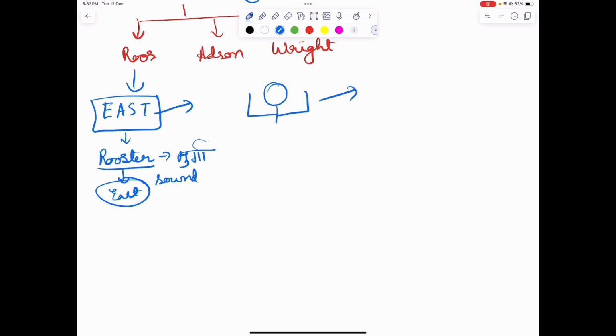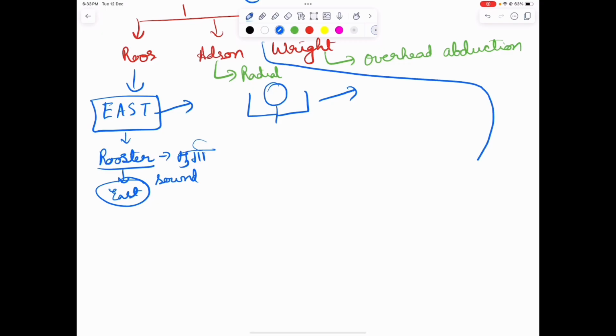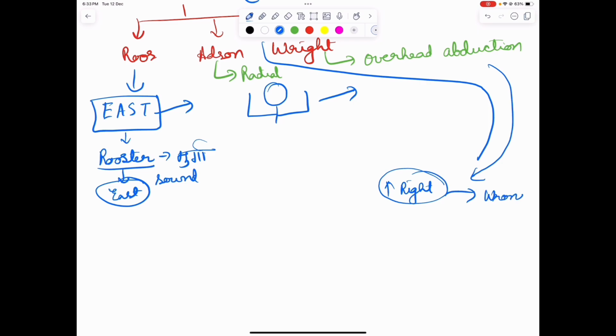In Adson, what do we do? In Adson, we palpate the radial artery. In Wright, we do overhead abduction. For Wright, we can remember that in Wright we are doing so much right that up to a point we go towards the wrong side. That is for overhead abduction.